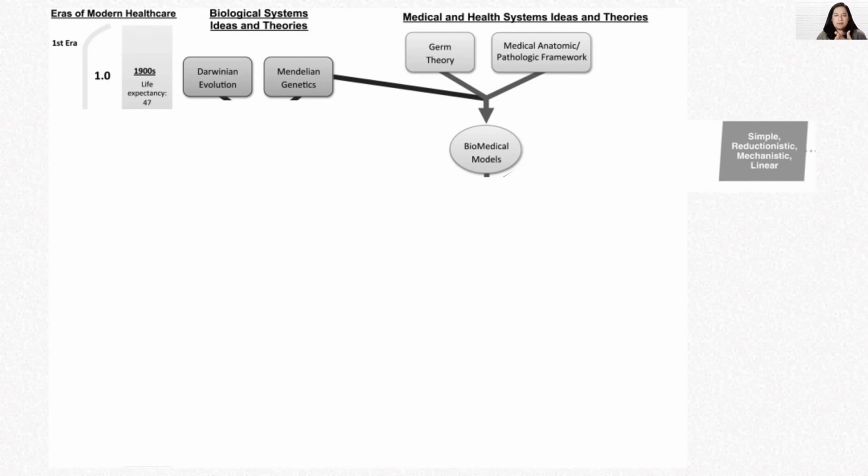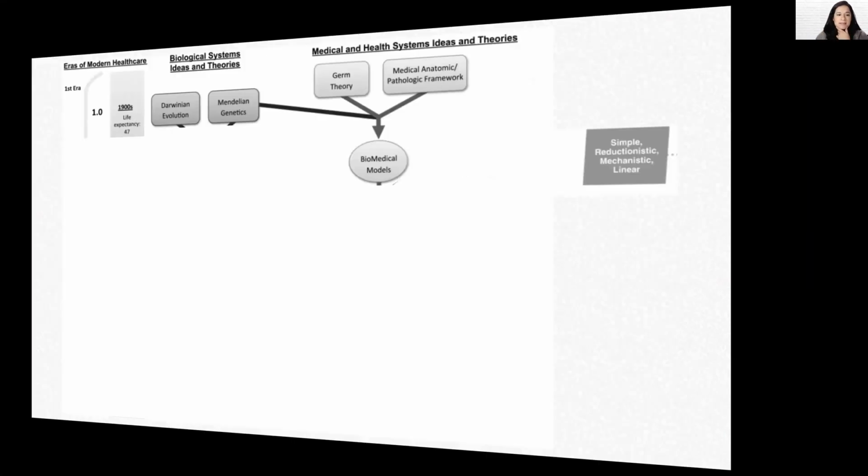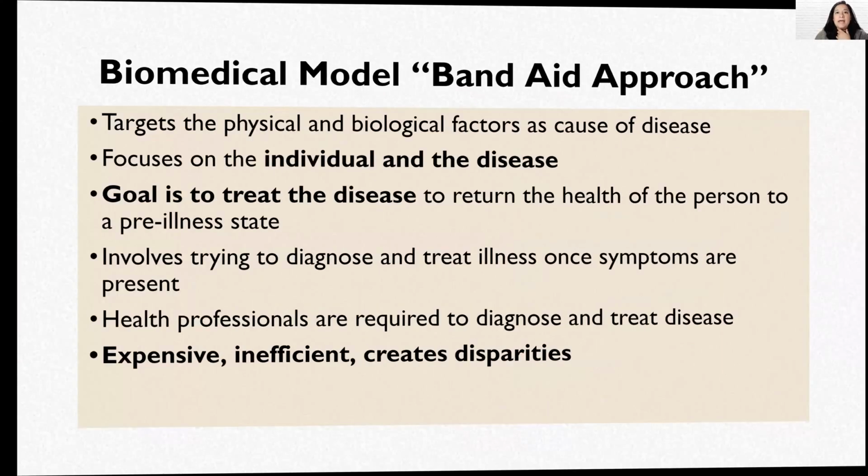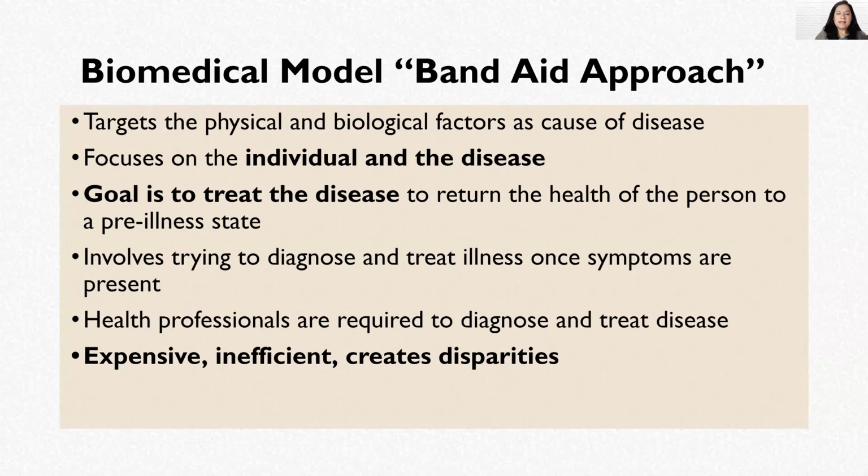But when you look at biomedical models, they're very linear, right? They're simplistic, they're reductionistic, they're mechanistic, and it really doesn't get the whole concept of what health and disease means. And so this kind of model that we generally use in certain situations creates health inequities and it's not the most efficient model, but something like this would still be used like, you break your arm and you need surgery and it needs to be fixed.